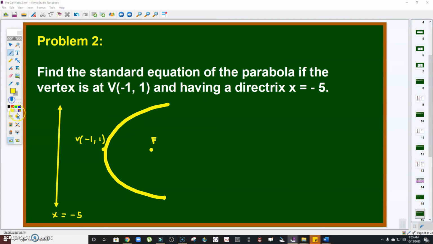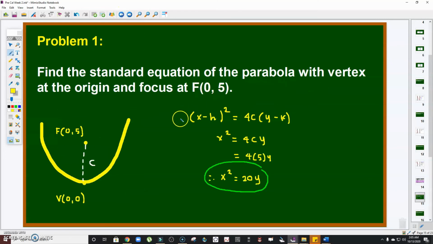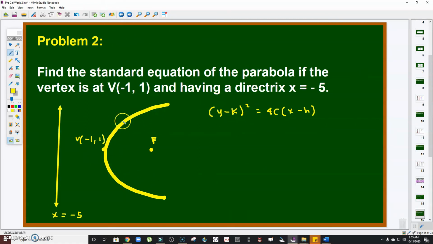Now, with that, since alam ko na yung opening, to the right yan, so therefore, ang naka-square dito ngayon is yung y. y minus k to the b squared equals 4c times x minus h. Now, to the right, so therefore, positive. Clear? Once again, tingnan natin yung difference. Naka-square yung x, therefore, upward or downward. Upward because positive 4c. Now, here, naka-square ang y, kaya to the right. Then, positive. Clear tayo? I hope so.